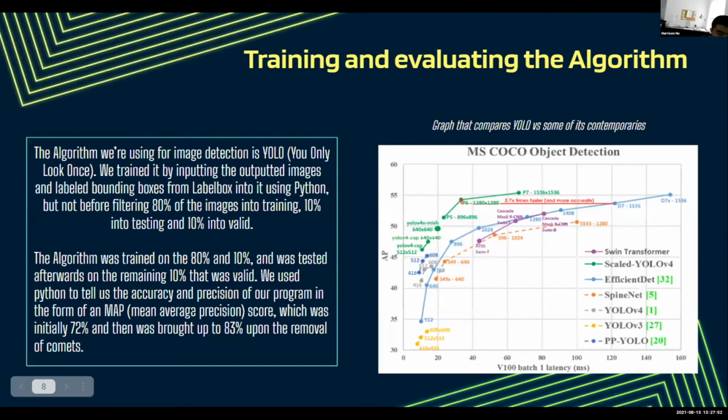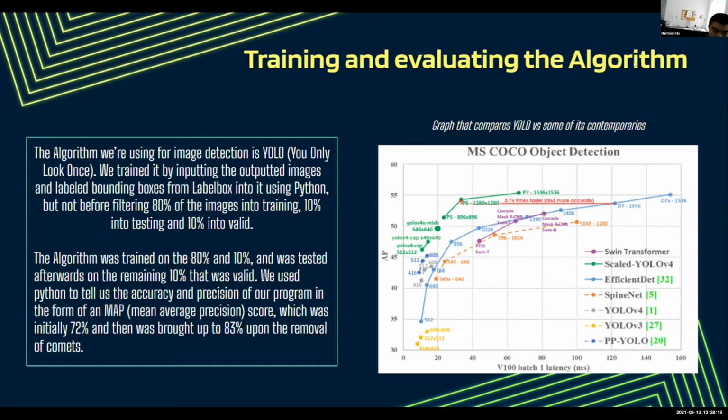The algorithm we were using for image detection is YOLO, which stands for You Only Look Once. We trained it by inputting the outputted images and labeled bounding boxes from Labelbox into it using Python, after filtering 80% of the images into training, 10% into testing, and 10% into valid. The algorithm was trained on the 80% and 10%. It was tested afterwards on the remaining 10% that was valid.